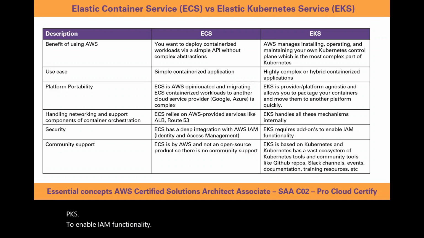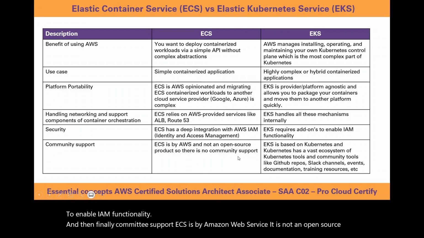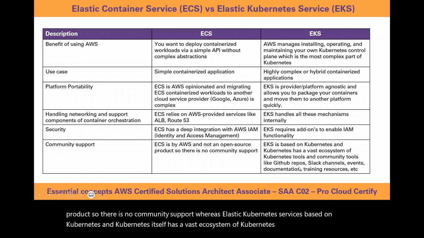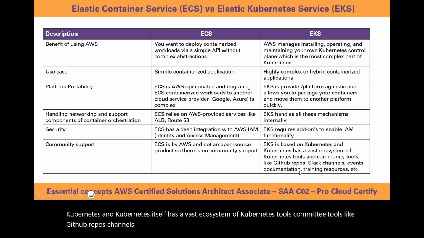And then finally, community support. ECS is by Amazon Web Services. It is not an open source product, so there is no community support. Whereas Elastic Kubernetes Service is based on Kubernetes, and Kubernetes itself has a vast ecosystem of community tools like GitHub repos, Slack channels, events, documentation, and training resources.